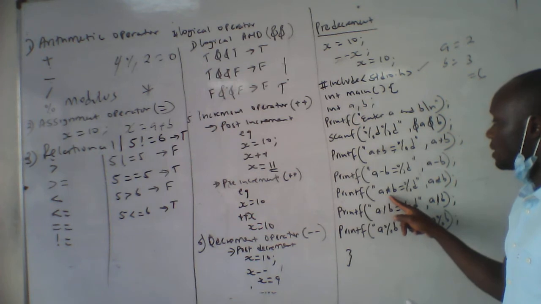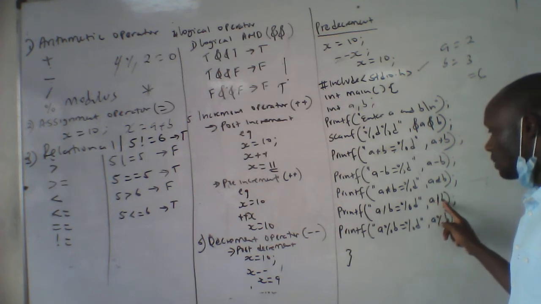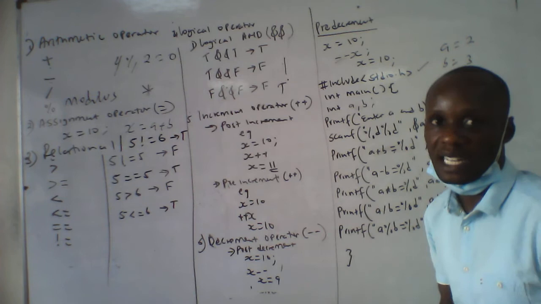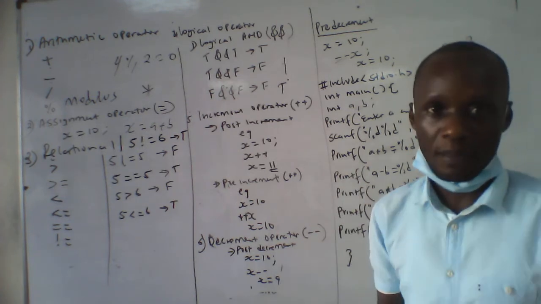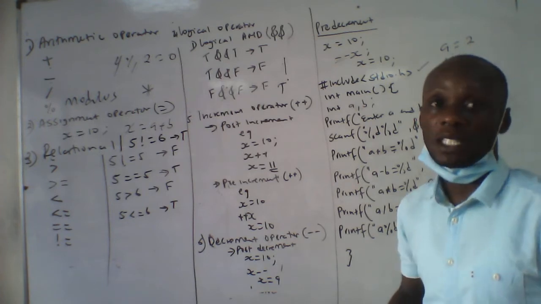Printf, a times b is equal to that, I multiply. A divided by b, the same as taking the value of a divided by b. A modulus b, that way. So this program illustrates how you can add numbers, how you can subtract numbers, how you can multiply numbers using what we call arithmetic operators.